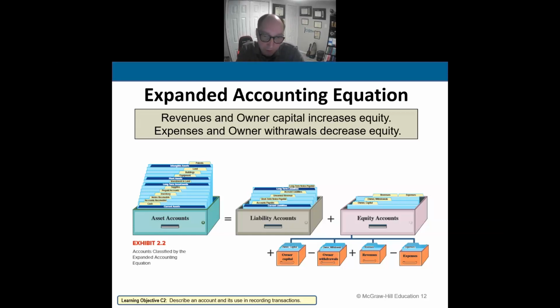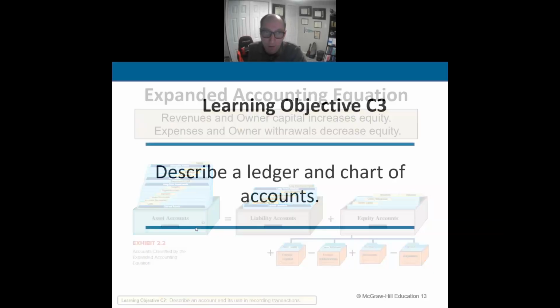So here's the expanded version of the accounting equation with all the different types of accounts. Assets equals liabilities plus equity. Within equity, we have owner's capital minus owner's withdrawals plus revenue minus expenses. That equals total equity. But you can see all the different types of accounts within each category.